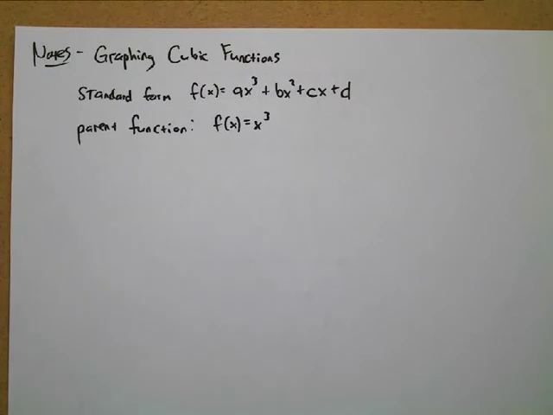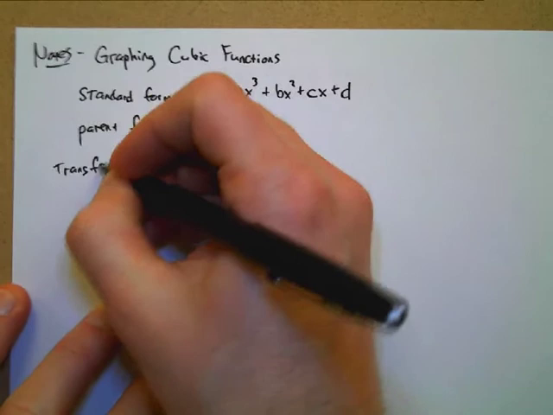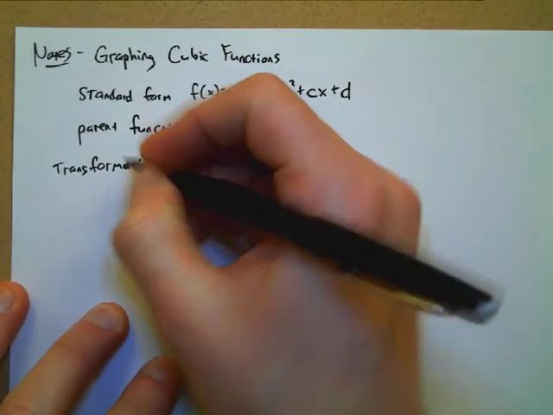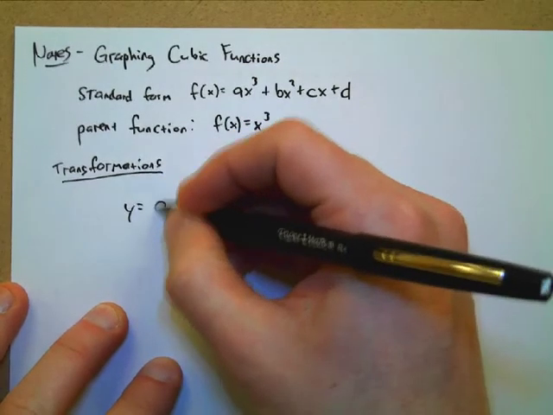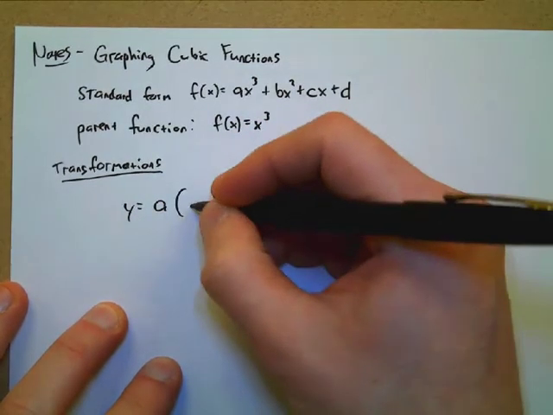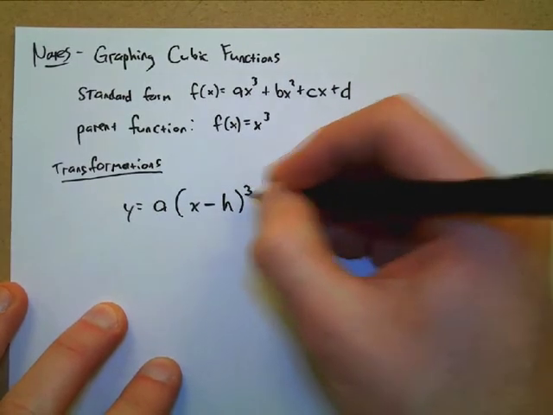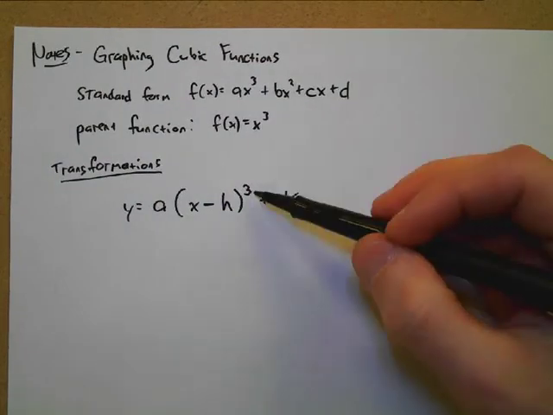Let's talk about the transformations. Same thing we're going to see every single unit. We're going to have y equals a(x minus h) cubed plus k. It is the exact same transformations that we saw from before. The only difference is that we have a cube up here instead of a square.